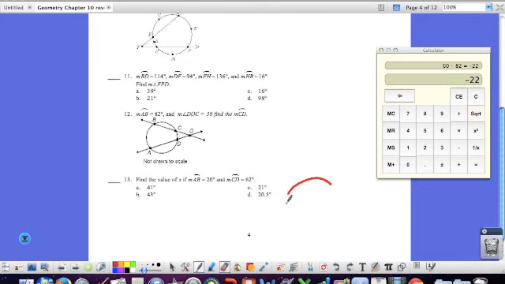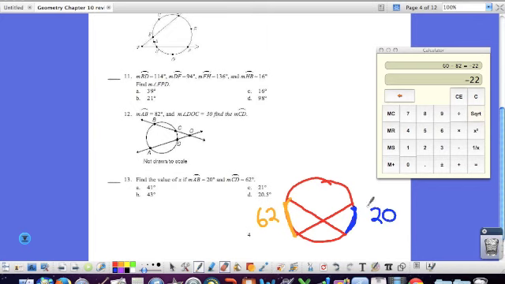And on number 13, the drawing is missing. It should be a circle with chords that intersect and create two angles. These are not drawn to scale, but that's 62, and that's 20. In this case, since they intersect inside the circle, we add them together. 62 plus 20 is 82, and half of that is 41.